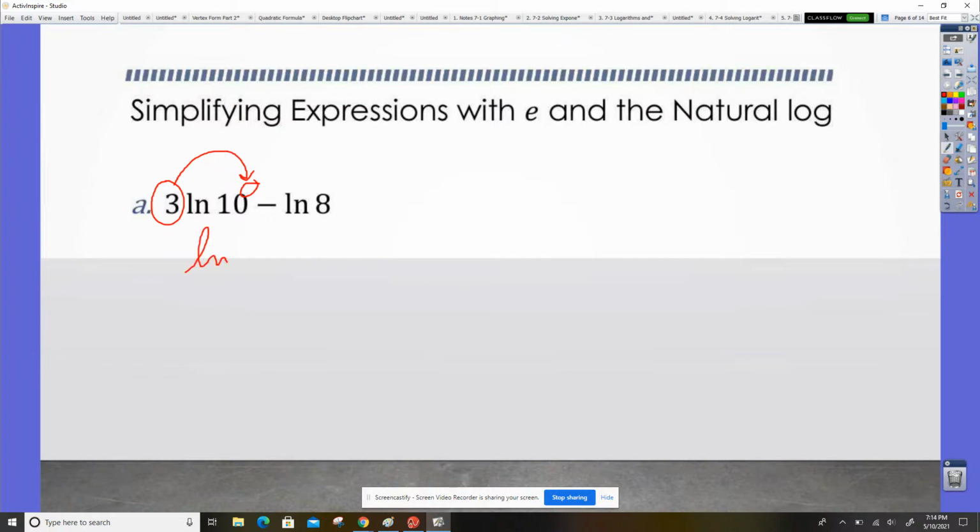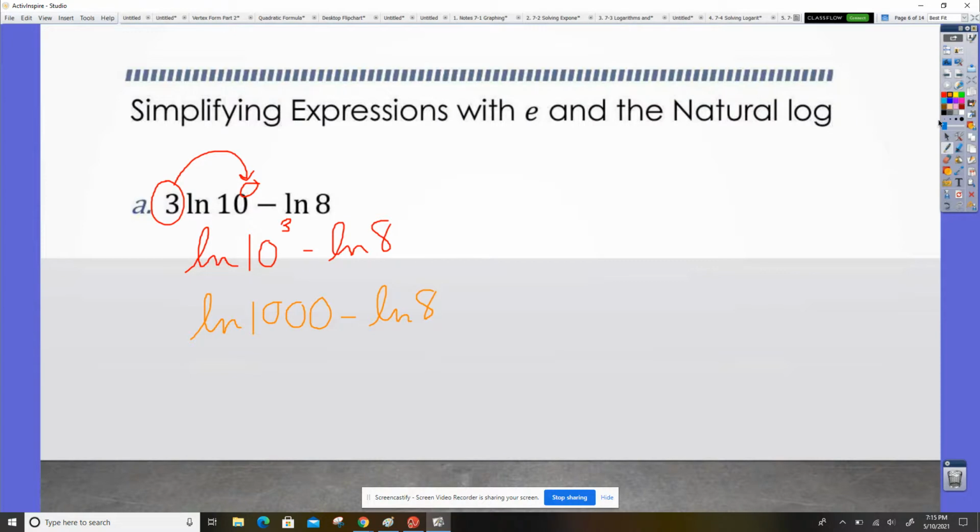So we can rewrite this as ln of 10 to the power of 3 minus ln of 8. Okay, but we're not done. So the first thing that I'm going to do is simplify 10 to the power of 3. Well, 10 to the power of 3 is just 1,000. So this is ln of 1,000 minus ln of 8.